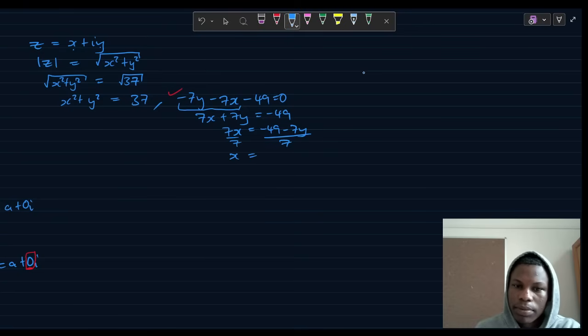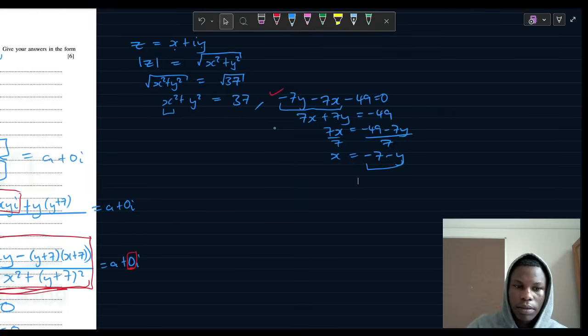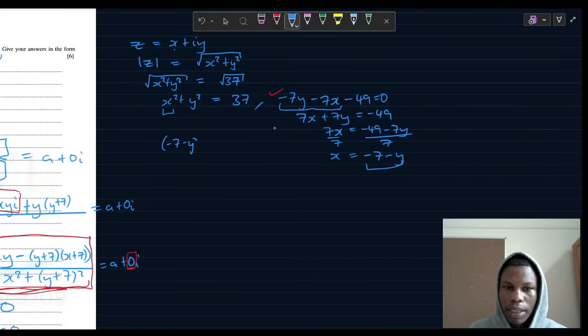You get that x has to be equal to minus 49 over 7 minus 7y over 7, so minus 7 minus y. And then we can substitute this x here with that. Okay. So what we end up with is (minus 7 minus y) squared plus y squared is 37. Expand this out, minus 7 squared is 49. 2 times minus 7 times minus y, that gives us positive 14y. Minus y squared, that's plus y squared, and that's also plus y squared, and this is 37.